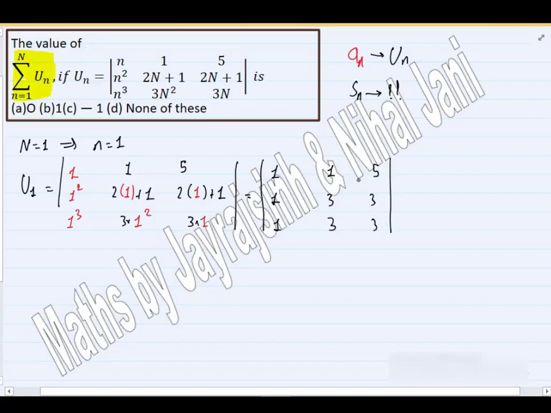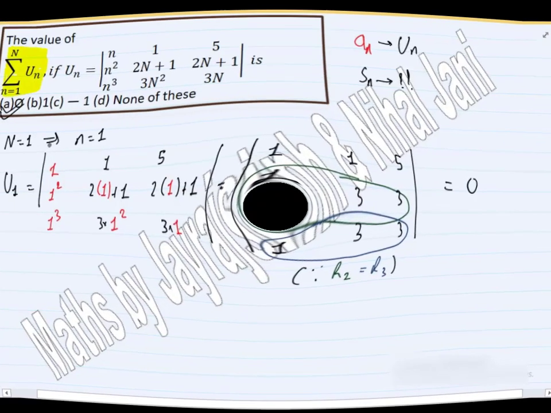So you can expand and your answer will be 0, because here your second and third rows are exactly identical. So if two rows are identical, then its determinant will be 0. So tada! Option A is your final answer.